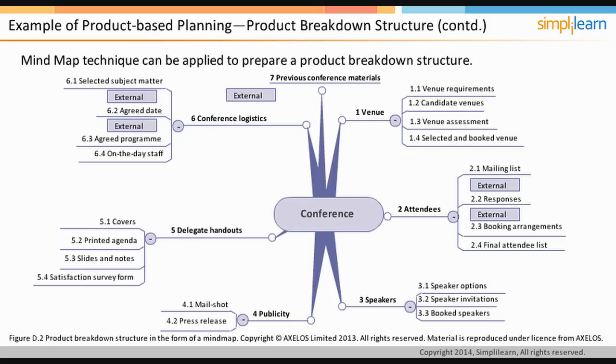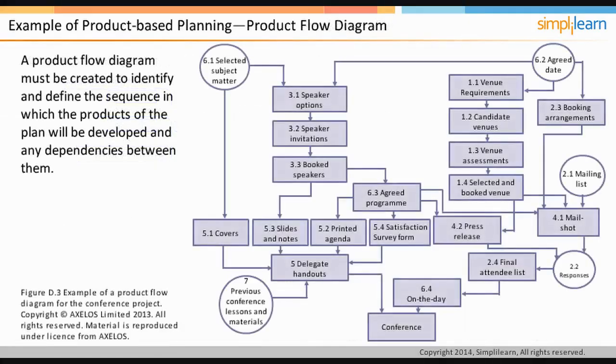Let's look at the product flow diagram in the next slide. The product breakdown structure does not depict the dependencies between various products of the project. For example, the conference cannot be run unless the venue is finalized. The delegate handouts cannot be printed unless the agenda of the conference is finalized. A mechanism or a tool is required to depict the dependencies pictorially.